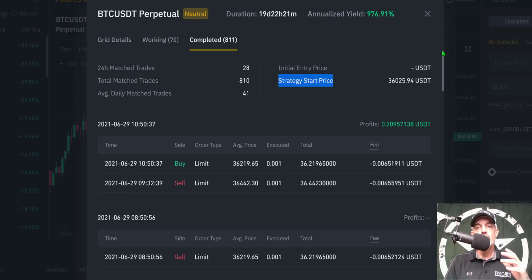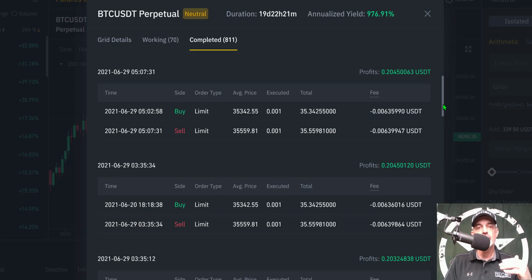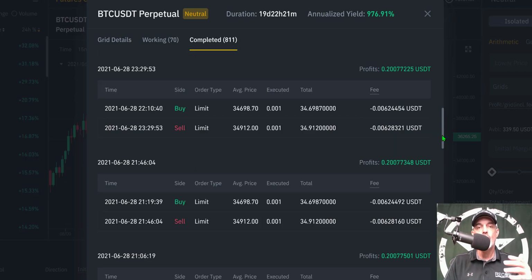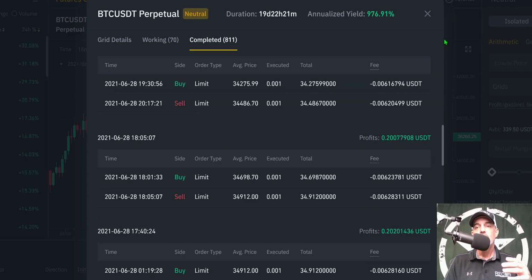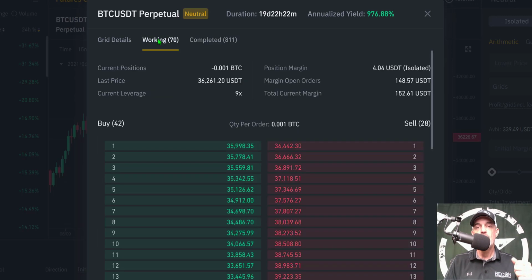Now, Binance offers some pretty good detailed reporting, and you can actually match up both sides of your trades by scanning through all the different trades that happened. Now, I'm not going to do that. There's 811 trades there. And so we'll jump over to the working tab, and that will show you actually the trades I have working.